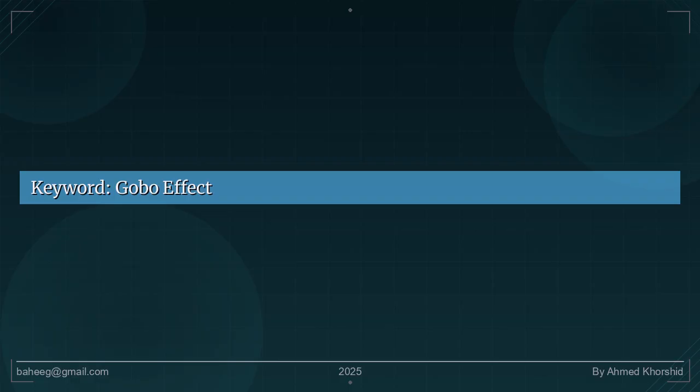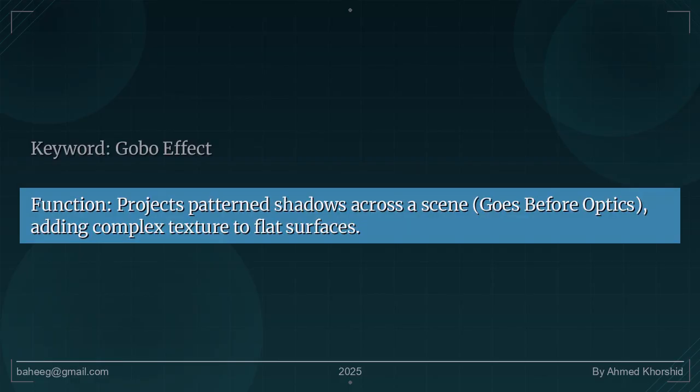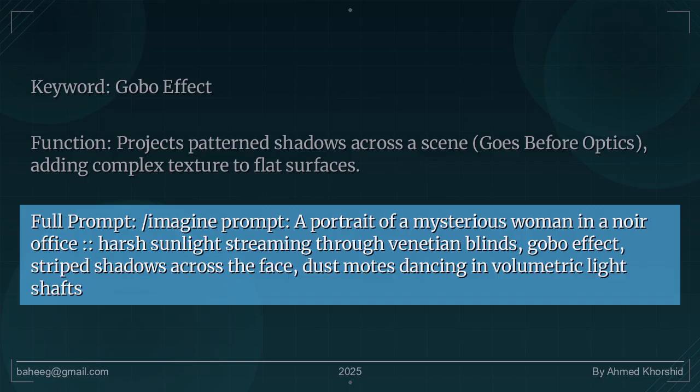Keyword: gobo effect. Function: projects patterned shadows across a scene, going before the optics, adding complex texture to flat surfaces. Full prompt: imagine prompt, a portrait of a mysterious woman in a noir office, harsh sunlight streaming through Venetian blinds, gobo effect, striped shadows across the face, dust motes dancing in volumetric light shafts.